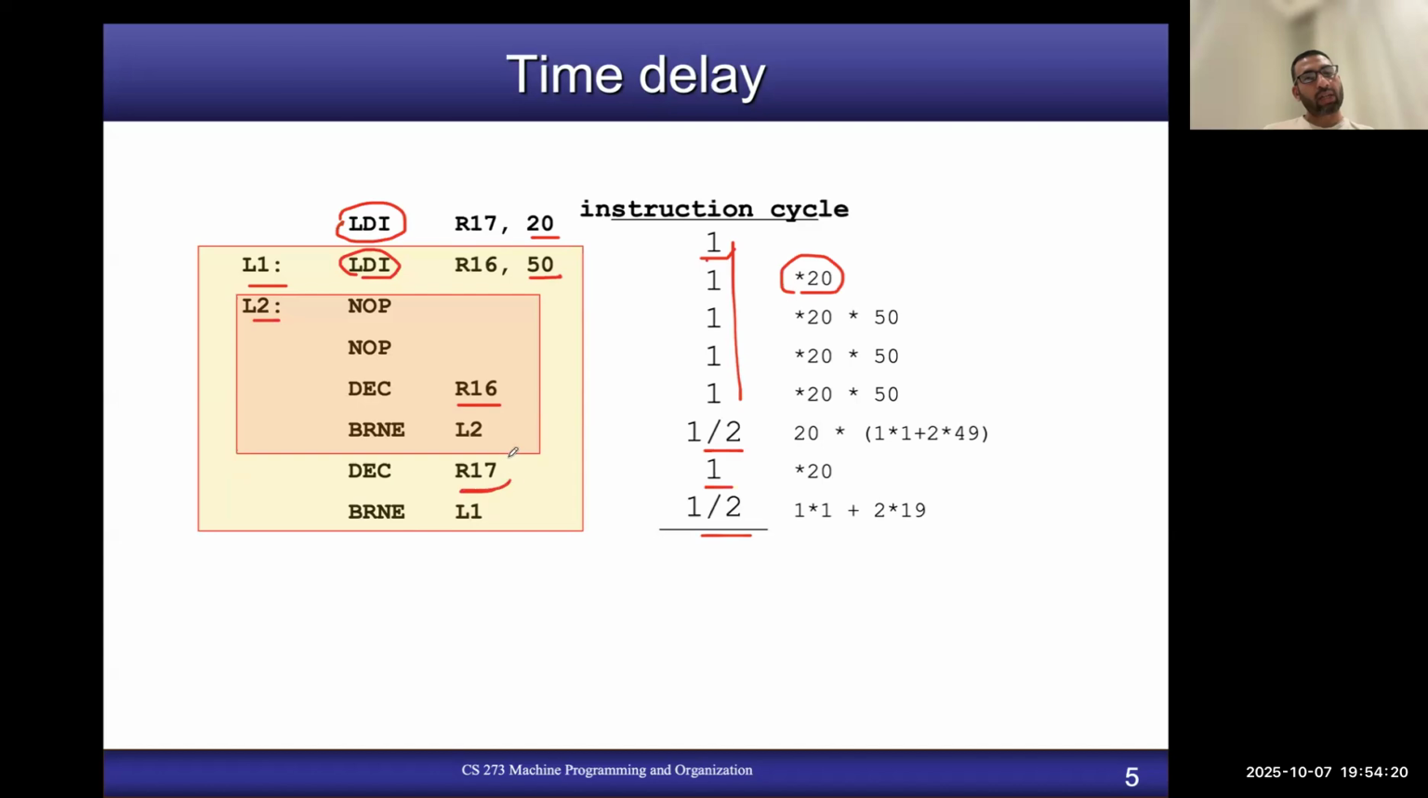It is also in the body of the outer loop. It is also executed 20 times. So we are multiplying with 20, right? So in total, it will take 1 times 20 cycles. This will also take 1 times 20 cycles. And branch not equal L1, it will be executed.